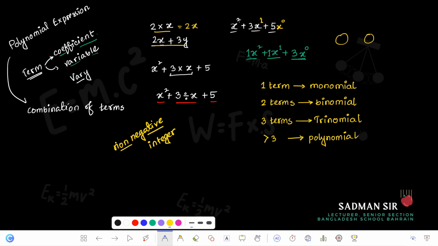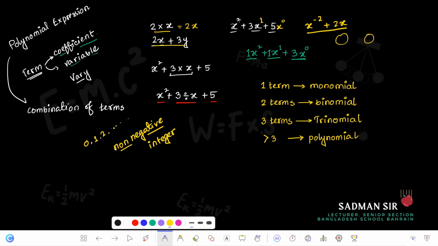Now we need to understand the meaning of this. Non-negative means it cannot be negative. So if we have x to the power minus 2 plus 2x, this will not qualify to be a polynomial, because here the power or the degree of the variable is negative. The first condition is that it has to be non-negative. Non-negative means it can be either 0 or 1, 2, 3 for the positive quantities.